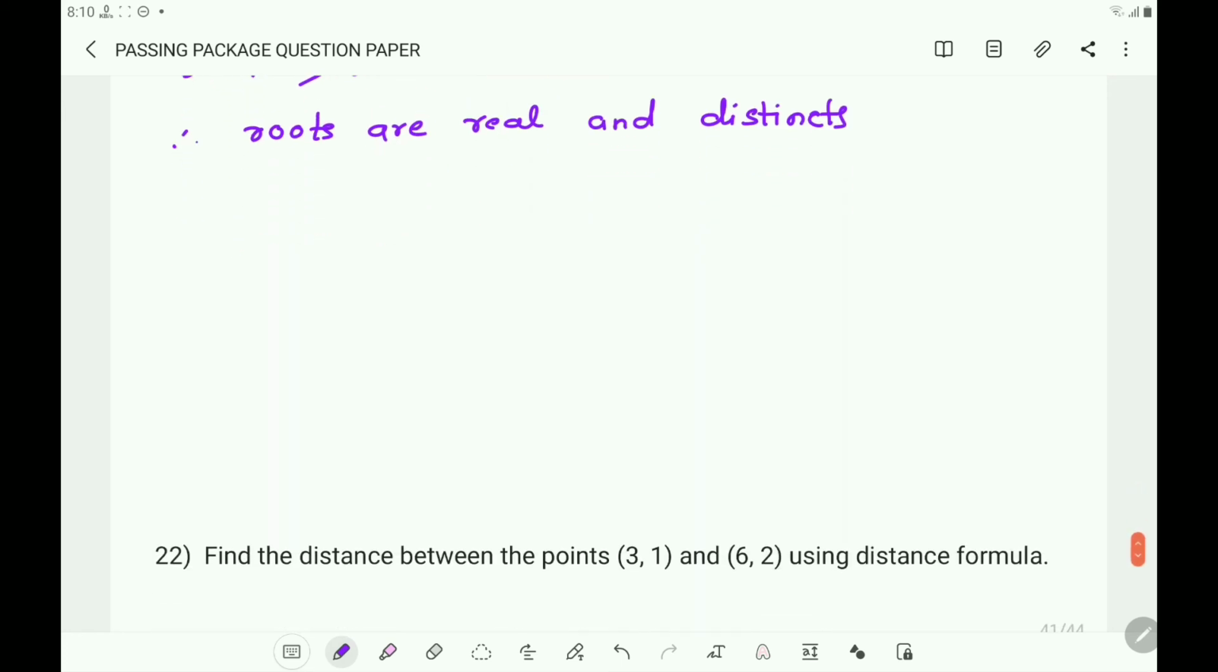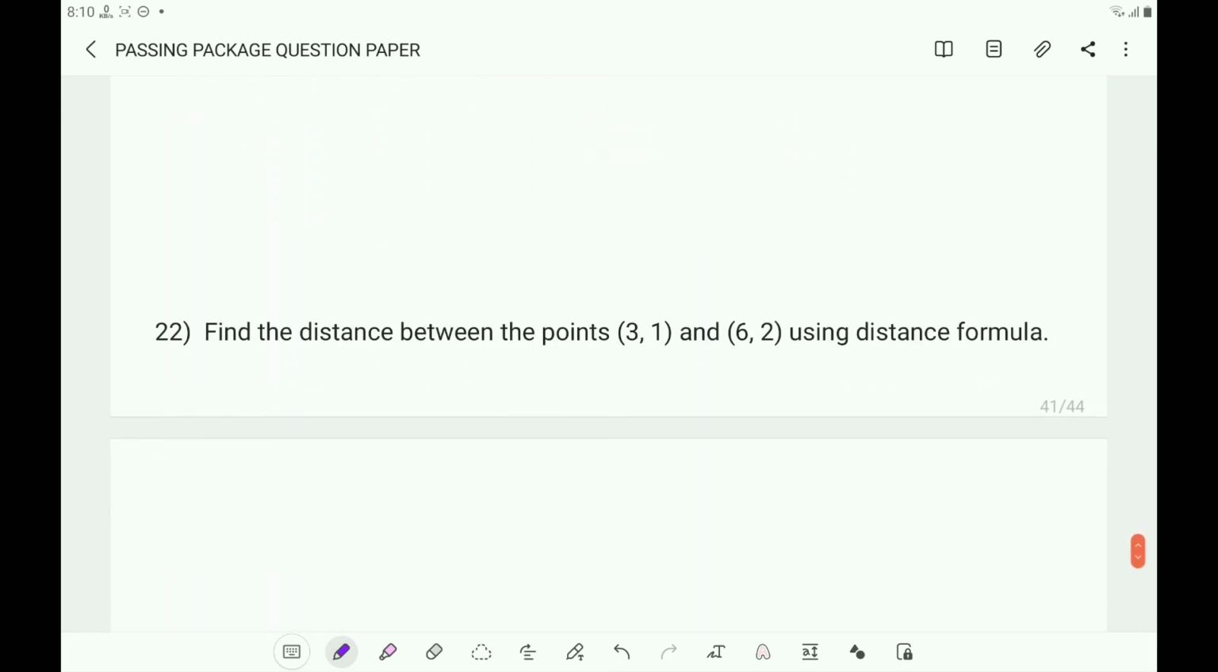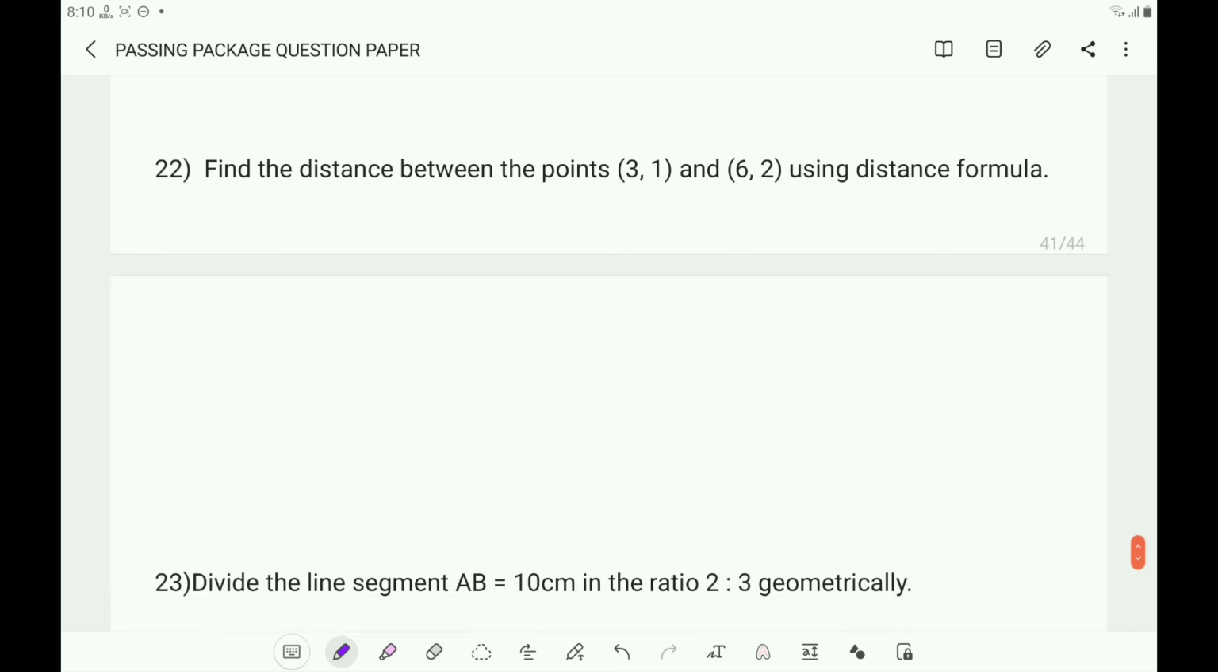Next, you take question number 22. What is that question? Find the distance between the points 3, 1 and 6, 2 using the distance formula. You take the points here, that is 3, 1 and 6, 2. These are x1, y1 and x2, y2.